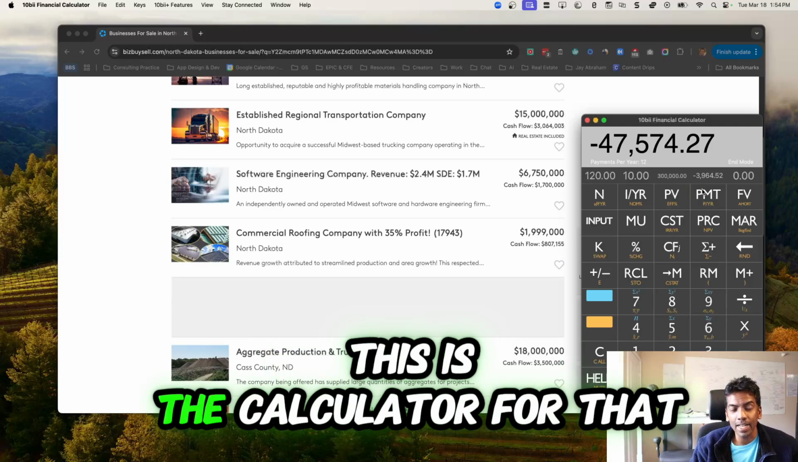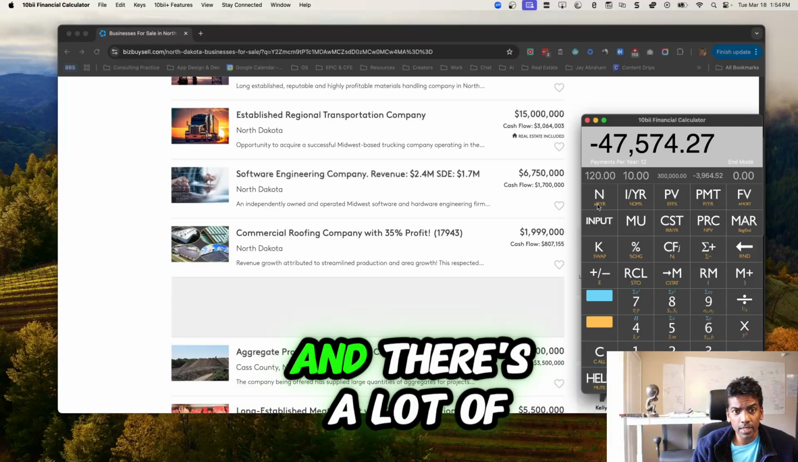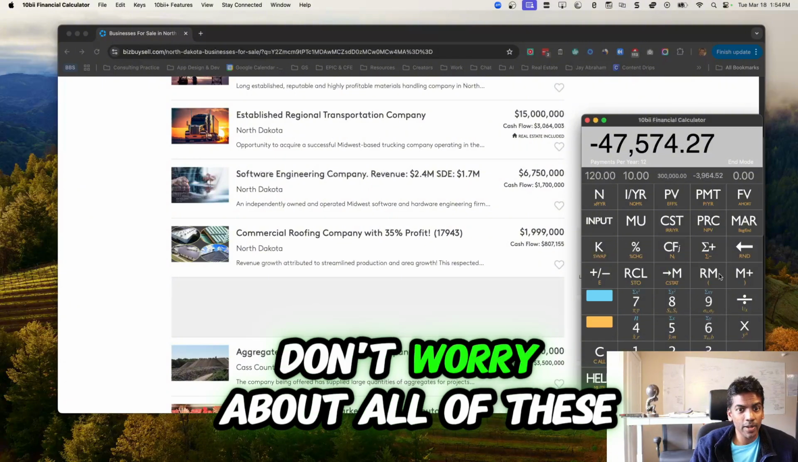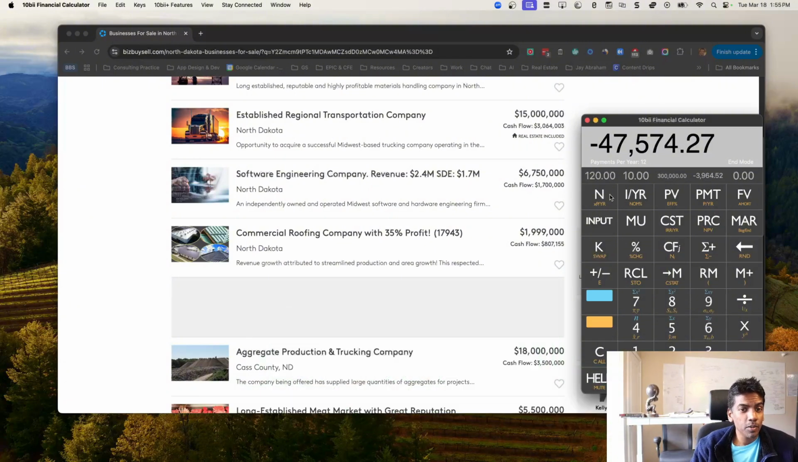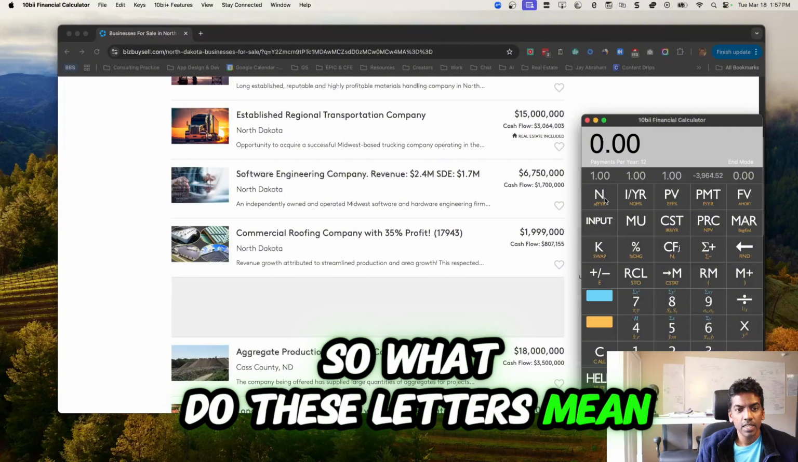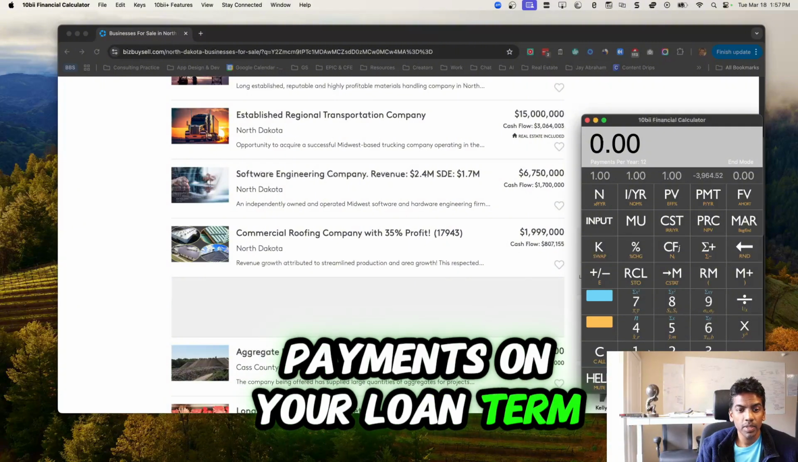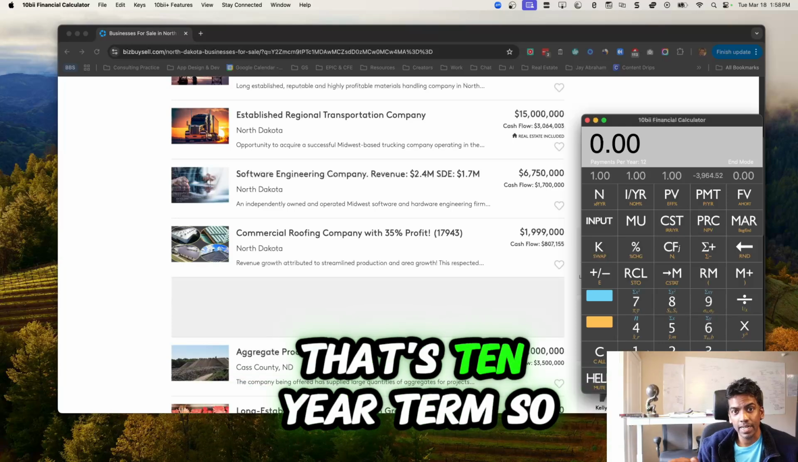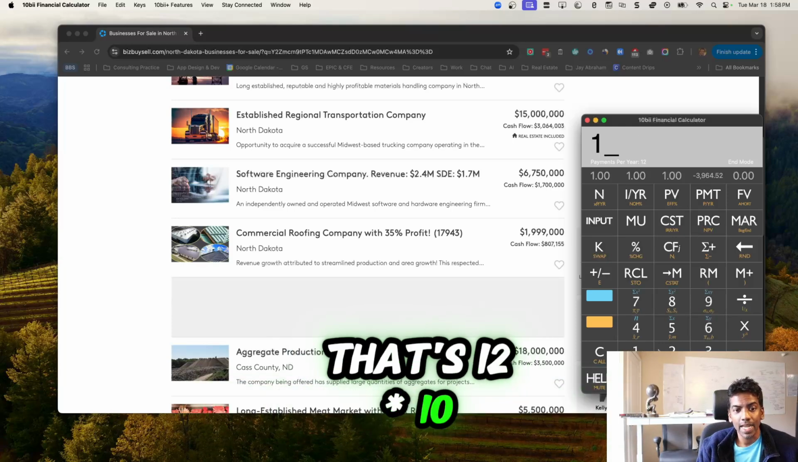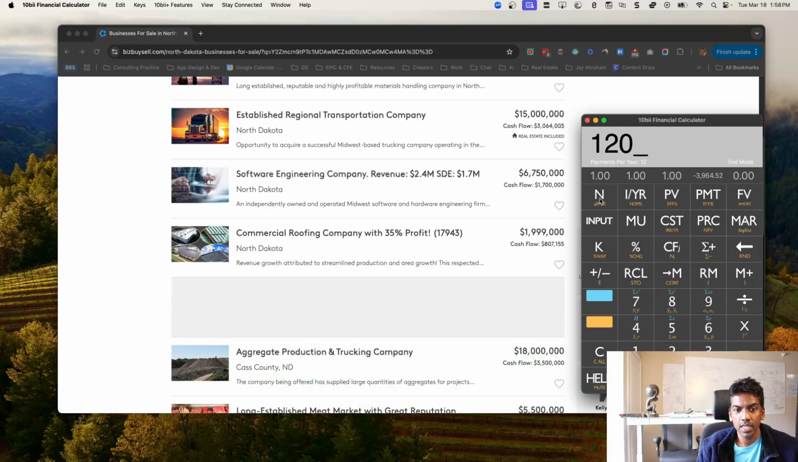So to do that, this is the calculator for that. And there's a lot of things going on here. Don't worry about all of these. You just need to worry about the top row here and also just the white letters in here. Don't worry about the orange ones. So what do these letters mean? The first one, N, is the number of payments on your loan term. For a typical SBA loan, that's a 10-year term, so that's 12 times 10, which is 120 payments. You type 120 and then you click on this, and then that number gets entered in here.